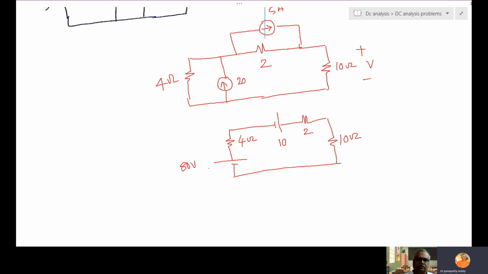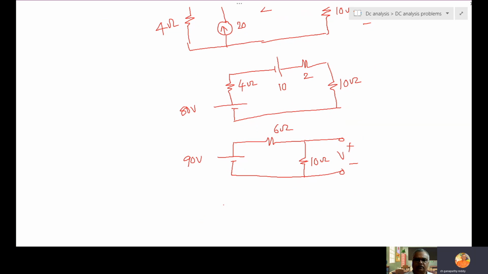What is the further step? 80 and 10, they are in series. So it will be simply 90 volts. And 4 and 2, 6. And 10. Don't add this 10 because we are finding the voltage across 10. This 10 and 6, don't add. So using voltage division, now a single source problem. 90 into 10 by 60.